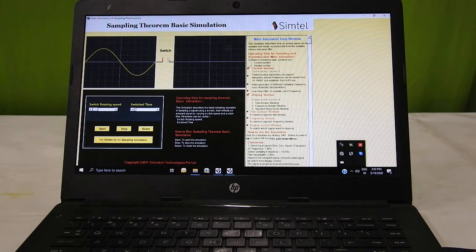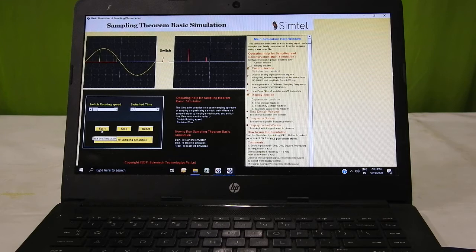Whenever this switch closes, I will get the instantaneous value of the signal, and that is my sampled output. So this switch is rotating, and whenever it closes, we get the instantaneous value of the modulating signal, and that is nothing but the sampled signal of the modulating signal. So let's start. This is how the switch is rotating. The switch closes, I get a sample here, then again the switch closes, I get a sample here, and again. So this switch is rotating and we are getting the samples.